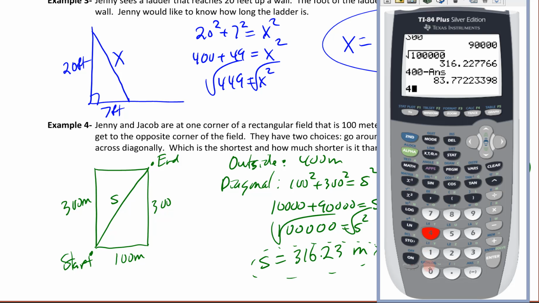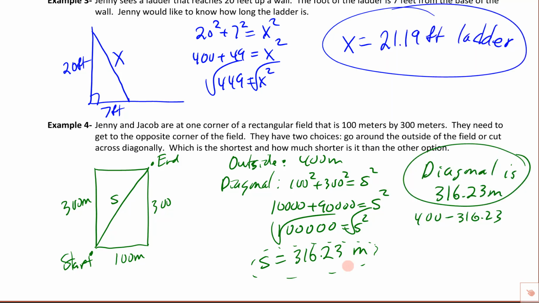Now, just to show you that that gives us the same answer if we round it, we're going to subtract 316.23. So we'll hit enter. There's the 83.77. Okay, saves 83.77 meters. All right, now on today's assignment you're going to see some things like this with descriptions, some things with diagrams, but I can almost guarantee you there's going to be a problem like this on the unit test, and these are classic geometry problems, and you'll probably see them on the end of the year test. All right, good luck.